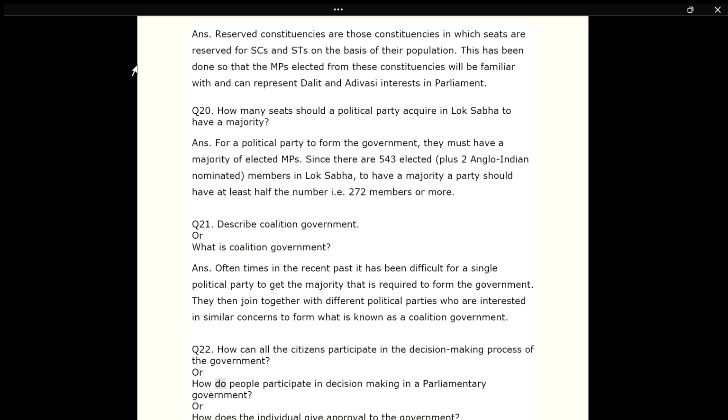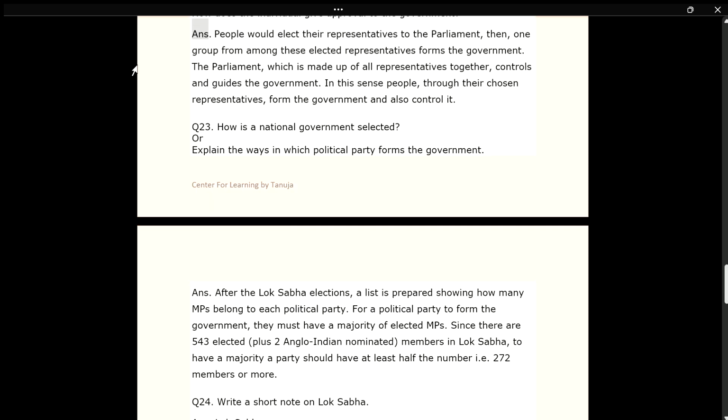Q22. How can all the citizens participate in the decision-making process of the government? Or, how do people participate in decision-making in a parliamentary government? Or, how does the individual give approval to the government? Ans. People would elect their representatives to the parliament, then, one group from among these elected representatives forms the government. The parliament, which is made up of all representatives together, controls and guides the government. In this sense people, through their chosen representatives, form the government and also control it.